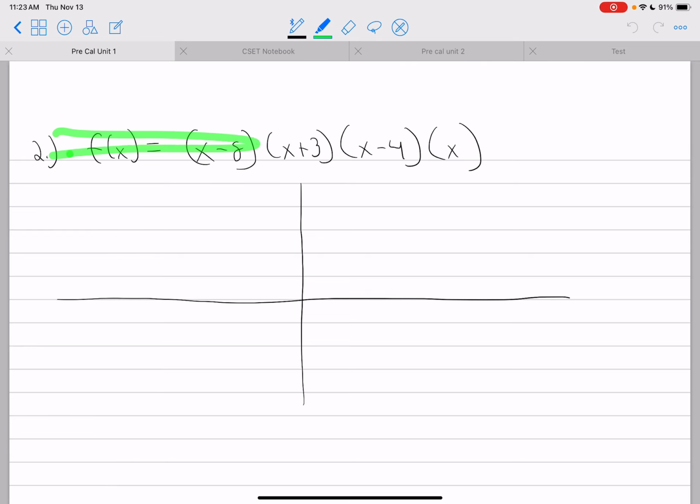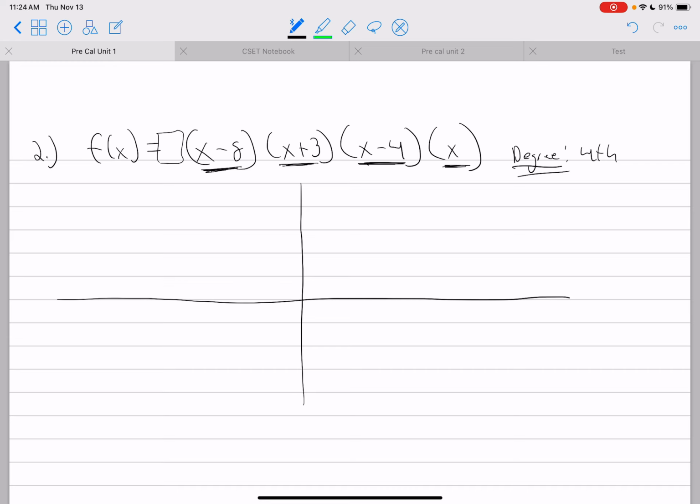Let's do number 2. Why don't you write this down? F of x equals (x minus 8) squared, (x plus 3), (x minus 4), and x. Well, why don't you graph it? You did. Let's see if yours matches mine. So I'm going to start off and ask, okay, what is the degree of this thing? 1 degree, 2 degrees, 3 degrees, 4 degrees. In other words, 1 root, 2 roots, 3 roots, 4 roots. So it's a 4th degree.